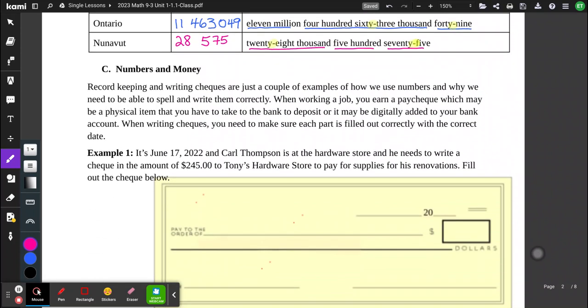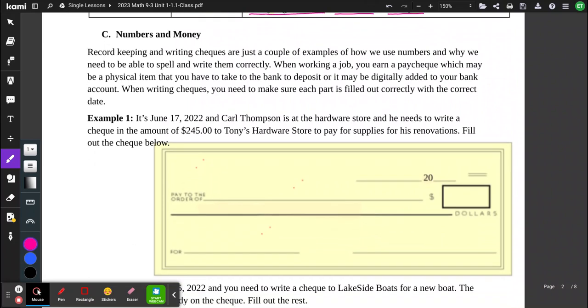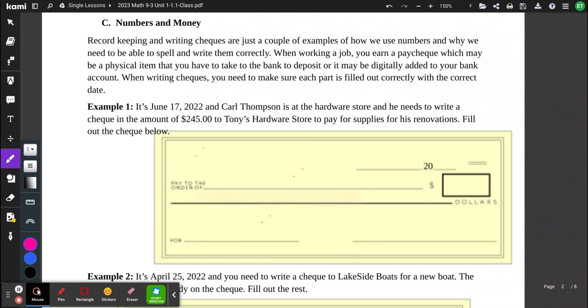Now we're going to talk about money and writing checks. So it says record keeping and writing checks are just a couple of examples of how we use numbers and why we need to be able to spell them and write them correctly. When working a job, you earn a paycheck, which may be a physical item that you have to take to the bank, or it could be digitally added to your bank account. When writing checks, you need to make sure that each part is filled out correctly with the correct date.